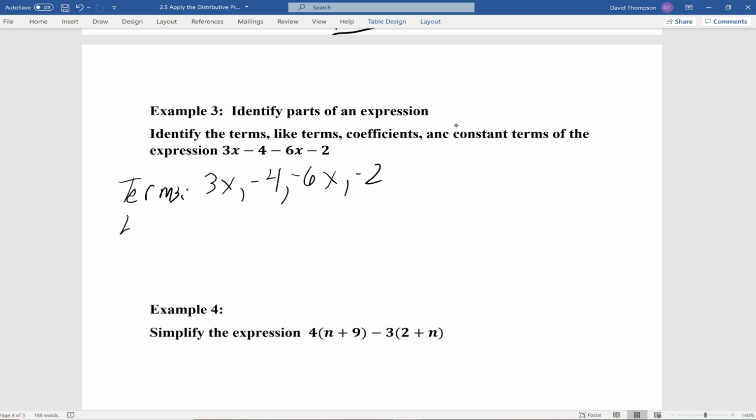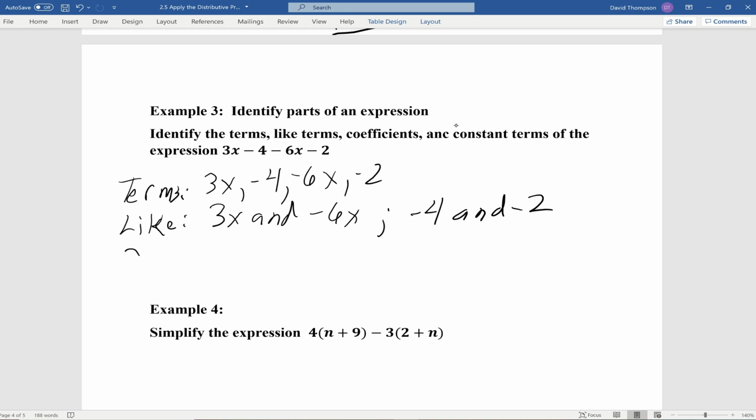Now my like terms are the ones that are alike. So they have the same variable, or they're both constants. So my like terms would be 3x and negative 6x. Also negative 4 and negative 2.